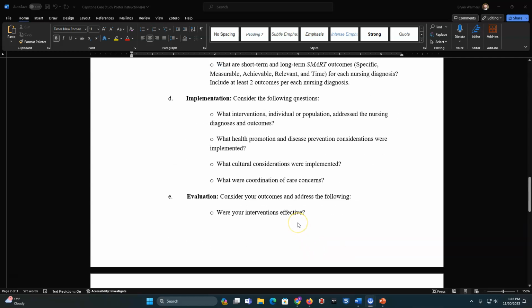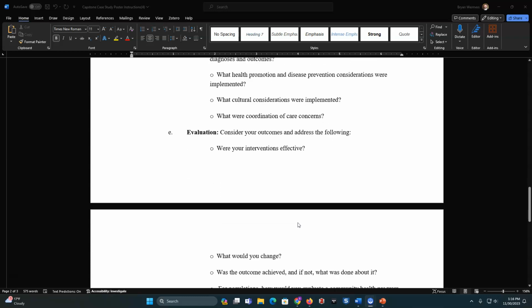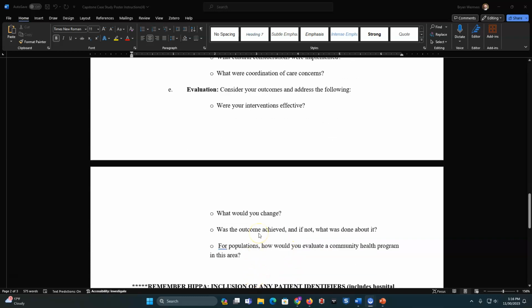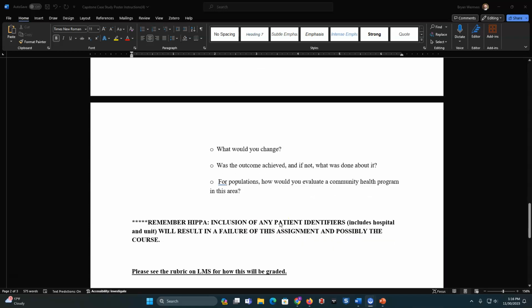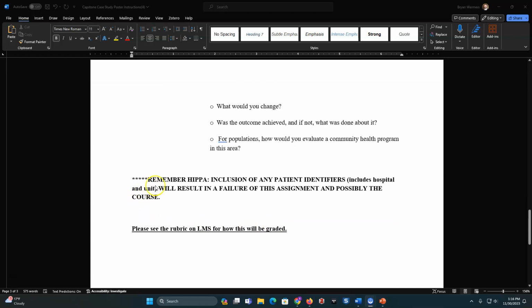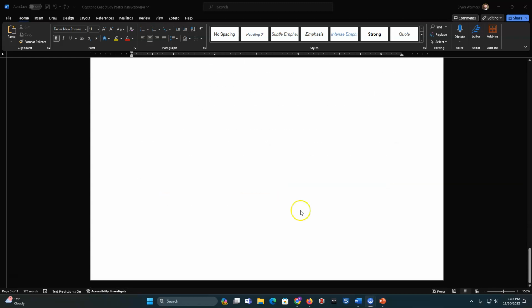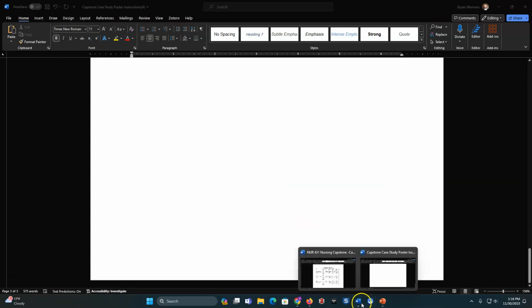Evaluation is what you did, was that effective? When you gave pain meds, did it work? When you gave antibiotics, did it work? Anything you'd have changed or done differently? Did you achieve your ultimate outcome? If not, what did you change it to, or what did you do differently? So, big things, HIPAA, remember, do not break HIPAA. So, that's the instructions for this one.